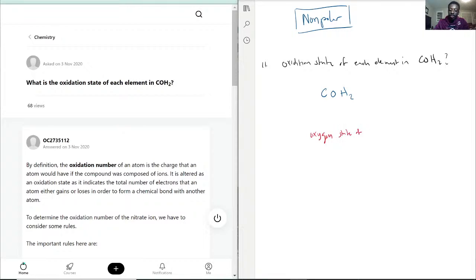Oxygen, oxidation state. There we go. Typically likes to be -2. Hydrogen, oxidation state, is going to be typically +1, okay?